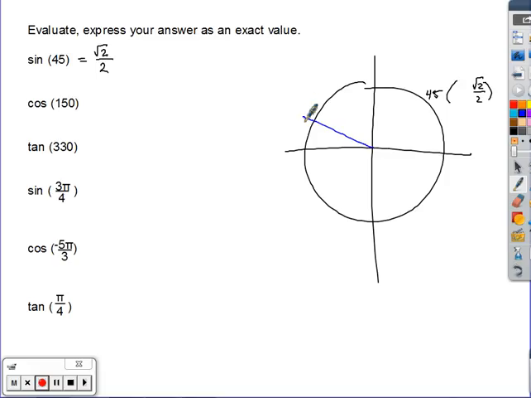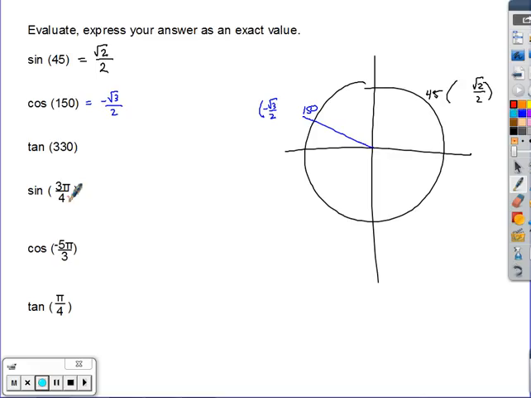I'm looking at the coordinate for 150, and I'm looking at the x value, which is -√3 over 2, because cosine is x, so -√3 over 2. Tangent of 330. Now, tangent's tricky. Let's skip that one and come back to it later. Okay, let's try these other ones first.